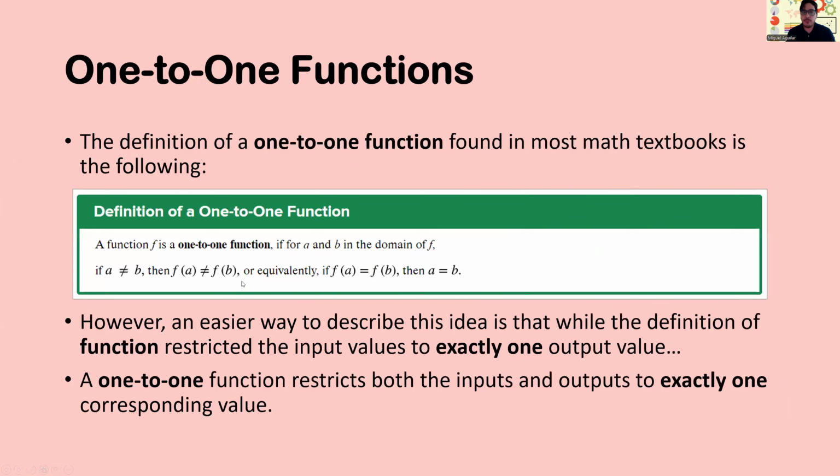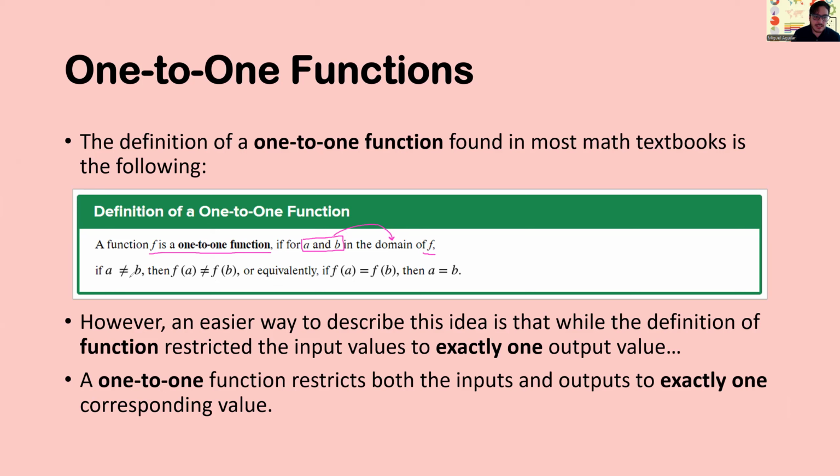Okay. Now we're going to get into the formal definition of a one-to-one function because now we can sort of specify some more restrictions on our functions. So the definition of a one-to-one function that's presented in most math textbooks and that you might see in the ALEKS explanations says something like this. A function f is a one-to-one function if for a and b in the domain of f, one of these conditions is met. And these conditions I'm about to read mean the same thing. They're just two ways of looking at it.